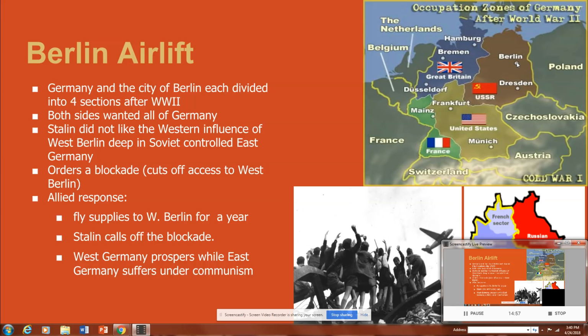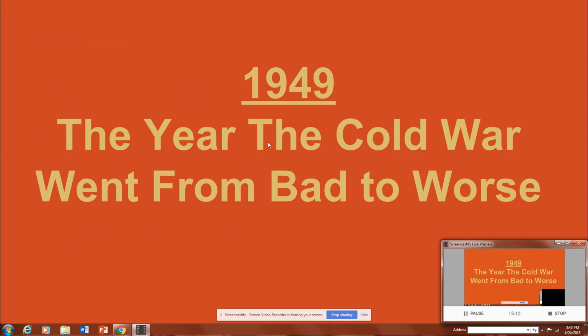It thrives, and it's kind of this beacon of possibility in the midst of all this communism that is going on. So the Berlin airlift was an early win for the United States. 1949, though, changes everything. There are two events that happened in 1949 which make it a lot more difficult for us to operate in the world.